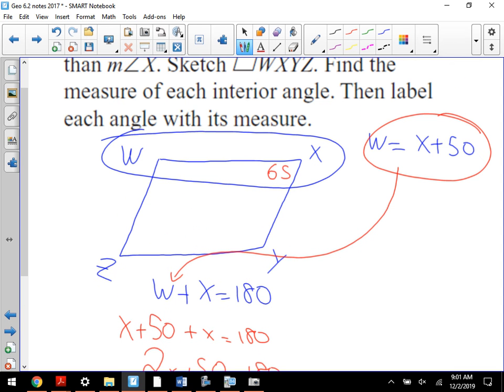I add 50 to it, and you get 115. What other angle has to be 65? Z. And what's y then? Honestly, that's about as goofy as most of this stuff can get, aside from the simple two or three step algebra as we go.